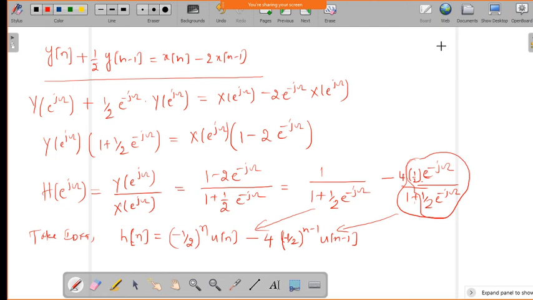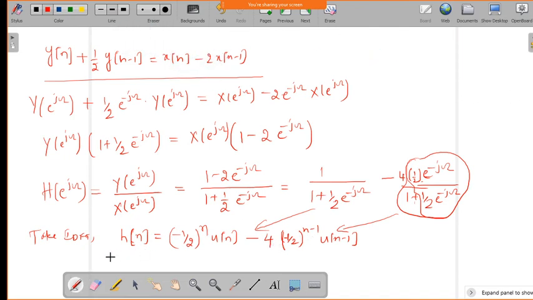Okay, in a similar way here it is. If we have x of n equal to a power n into u of n, this will give 1 over 1 minus a into e power minus j omega. Generally this is 1 minus a into e power minus j omega. Similar to the z transform, we just replace e power minus j omega by z. So in a similar fashion we can write here also.